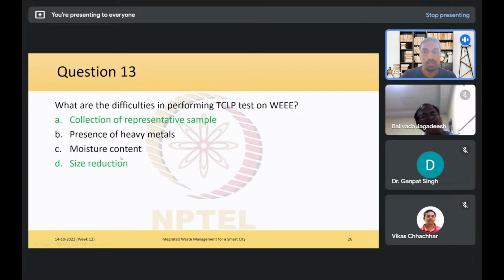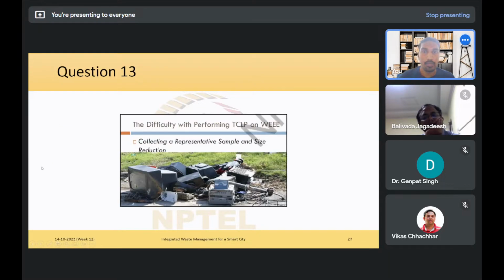Moisture content is not an issue. We do not have high moisture content in electronic waste, so even if it is there, it is generally not going to affect our TCLP test much. The presence of heavy metals is not a difficulty because our test is for detecting heavy metals. We want to detect what the heavy metals are and what their concentration is, so that we know whether it is permissible or not. So that is not a difficulty, but the objective of the test. So the right options are only A and D. The collection of a representative sample and the size reduction are the difficulties.